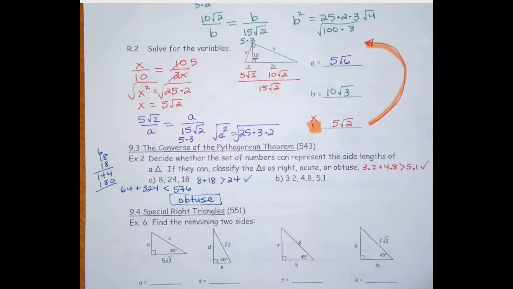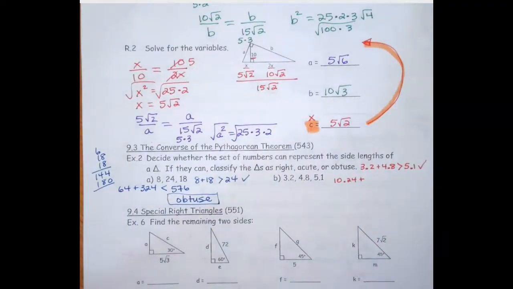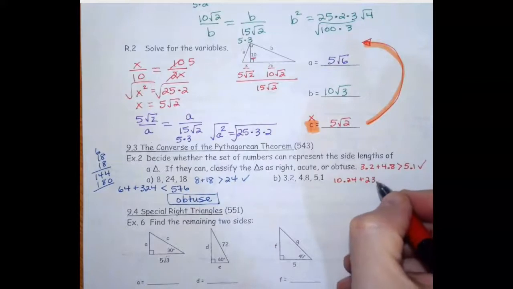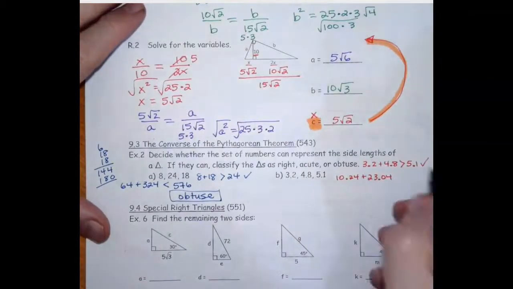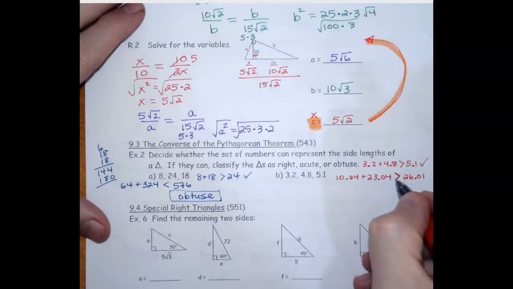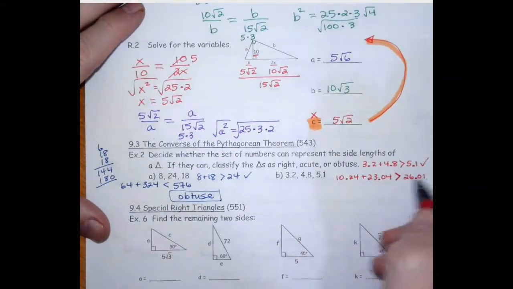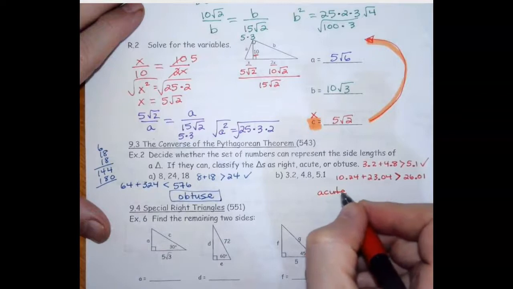So 3.2 squared is 10.24. So that's going to be 10.24 plus 4.8 squared is 23.04. And 5.1 squared is 26.01. So now that's definitely bigger. We don't need the actual number, but I can tell pretty quickly that's 33. That's bigger. So now the bigger side squared is smaller, so that's an acute triangle. Remember, if they're equal, it's a right triangle.